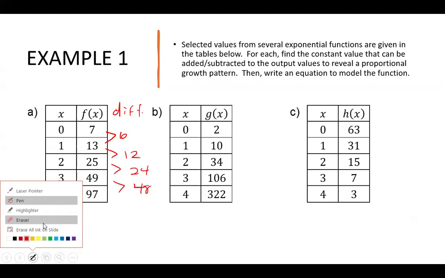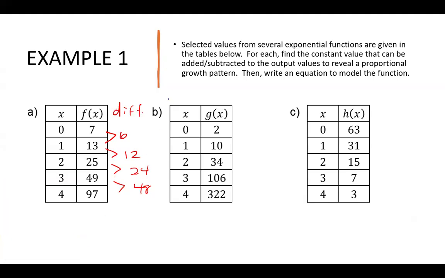After I find the difference, now I can find my common ratio. Finding my common ratio is going to be done in purple. 12 divided by 6 is 2. 24 divided by 12 is 2. 48 divided by 24 is 2. So I know that this is a growth model with a base of 2. Does that make sense?